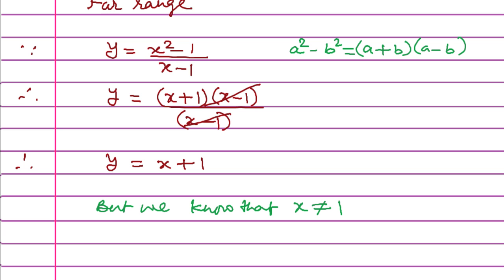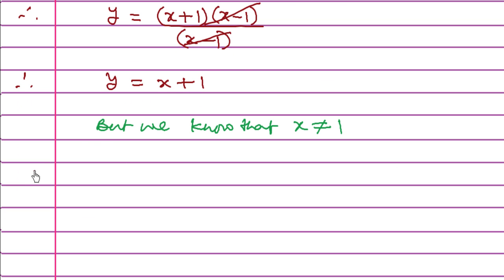Therefore y is not equal to 1 plus 1. We are putting 1 because x is not equal to 1, therefore y is not equal to that. Also if we put x is equal to 1, now y is not equal to 2. So thus the range is any real number except 2.